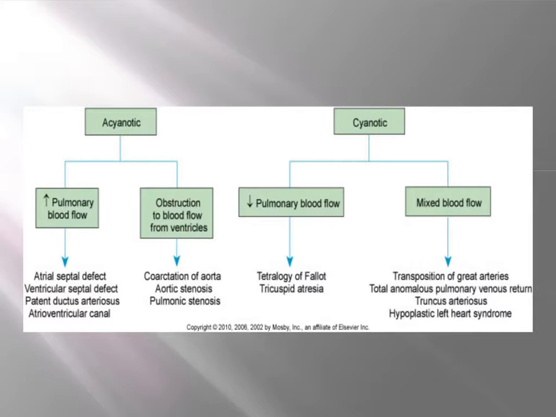Under cyanotic, disorders that cause cyanotic issues, you can have things that cause decreased pulmonary blood flow or mixed blood flow. We are going to look at tetralogy of Fallot and hypoplastic left heart. But once again, if you understand what causes cyanotic issues and either decreased pulmonary blood flow or mixed blood flow, when you get to boards, you should be able to answer questions about the other issues we do not discuss.